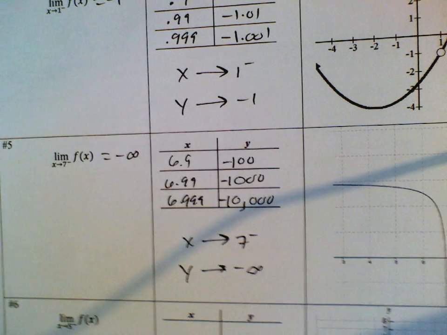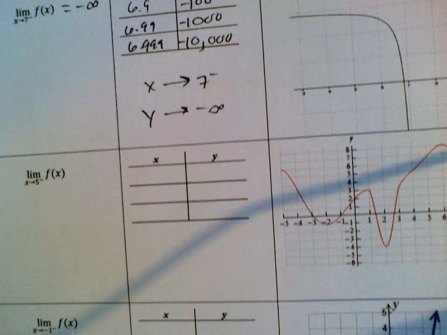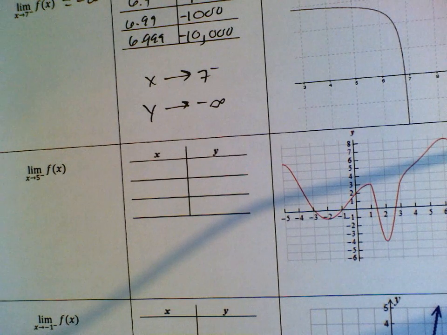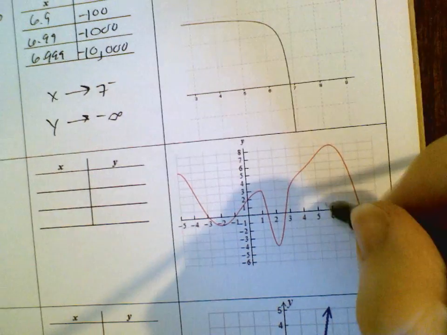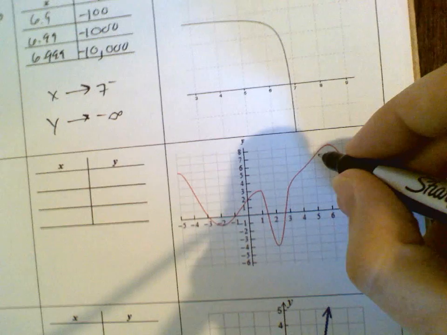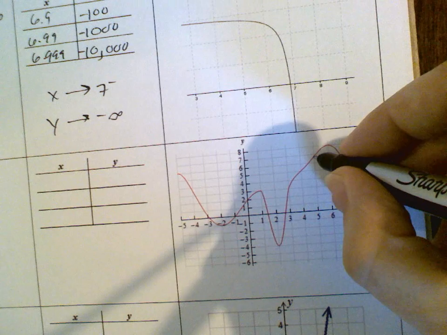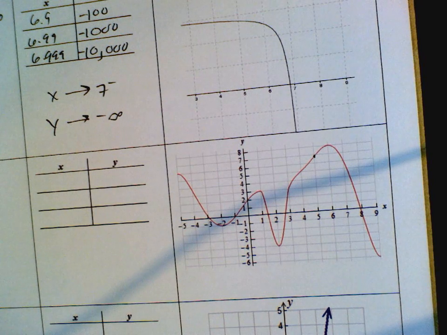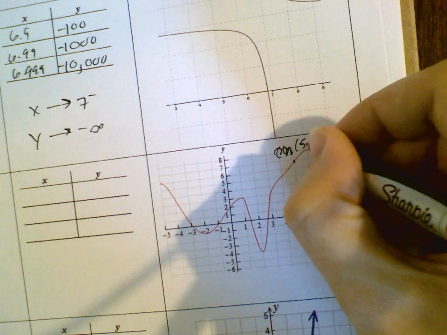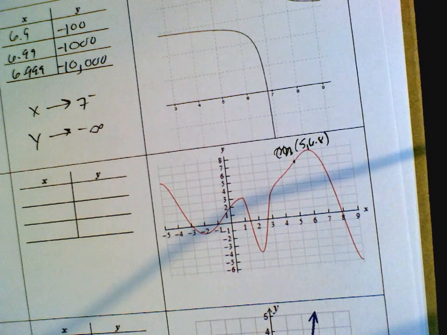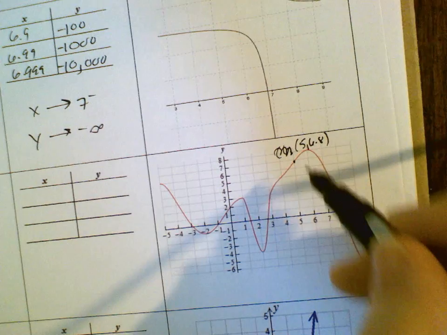Okay, we've got two more. So number 6, x is approaching 5 from the left. So I'm looking at this graph here. To make my life easier, I'm going to go to the x value 5. I'm going to find the point on the graph that corresponds to it. And that point, its y value is very close to 7. I'm going to estimate 6.8, okay? So this is 5 comma 6.8. I'm estimating that for this point here.